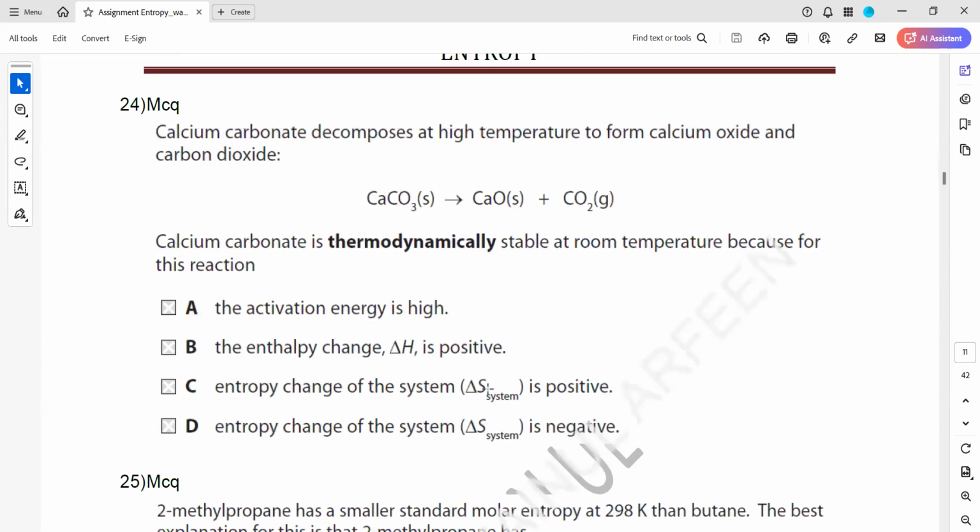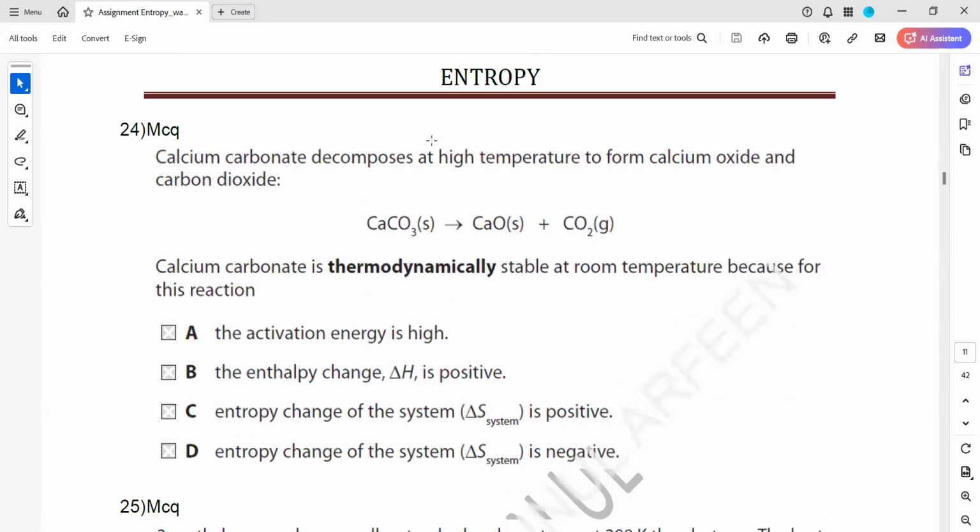Question 24. Calcium carbonate decomposes at high temperature, and it is thermodynamically stable, okay? Endothermic reaction, reactants are thermodynamically stable. Why do we call them thermodynamically stable? Why is a substance known as thermodynamically stable?